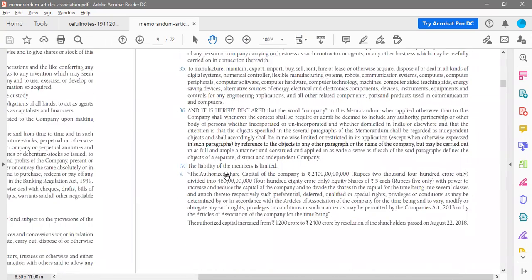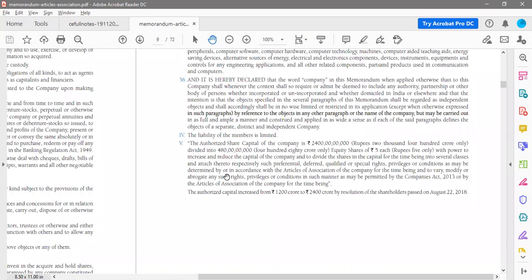Now coming to the next clause, that is the liability clause. The liability clause is very important because this is what defines the company. Companies have limited liability. So the liability of the members is limited. That is all that is needed. This is a liability clause: the liability of the members is limited.